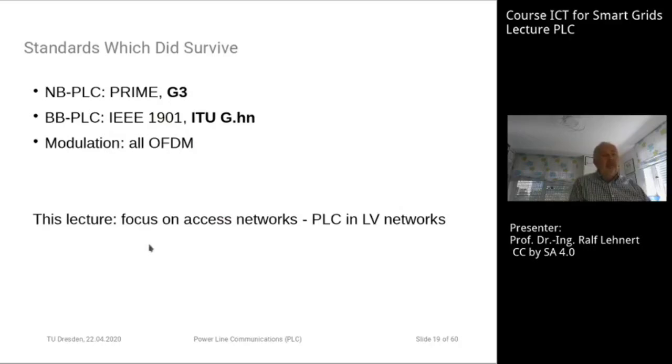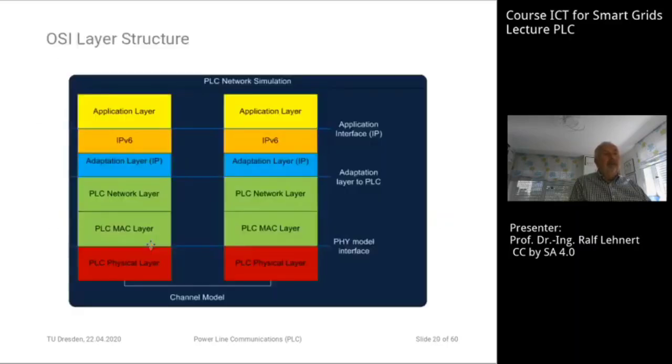So, again, I mentioned this already, this lecture focuses on access networks. So we are talking for smart grids on PLC in the low voltage area, in low voltage networks. We are transferring data. We have the standard OSI ISO layer structure. This holds also for PLC. The only difference is that from the IP, nowadays IPv6, to the network layer, in between there is typically an adaptation layer to adapt to some special requirements of PLC. The PLC network layer is a bit different from the network layer of a classical cabled, for instance, LAN architecture, and below as well. But the architecture in principle is according to the OSI layer structure.